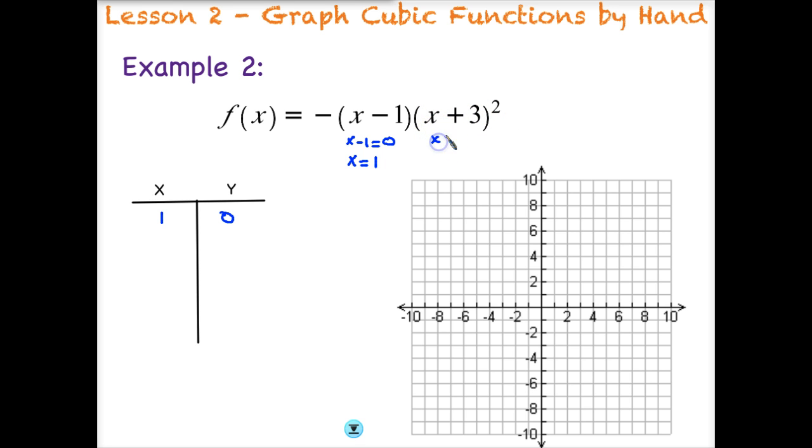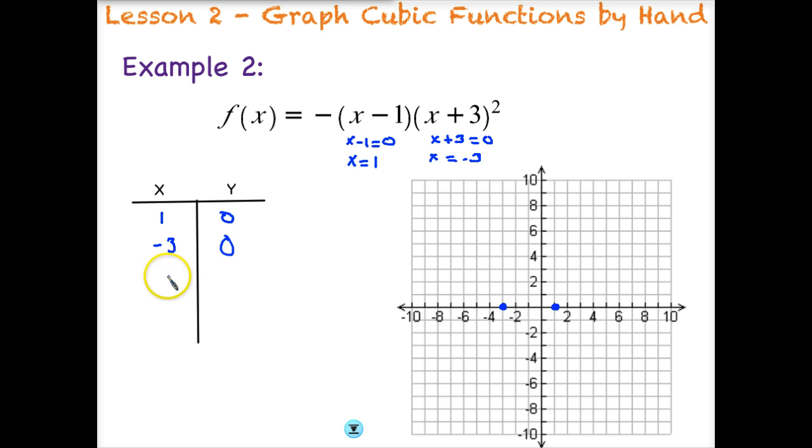So this time I'm just going to put 1 on my t-table. So if I set this equal to 0, then x would be equal to -3. So let's go ahead and plot those. So I've got an x-intercept here at 1, and I've got one here at -3.